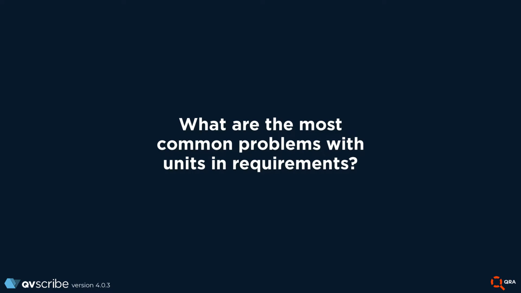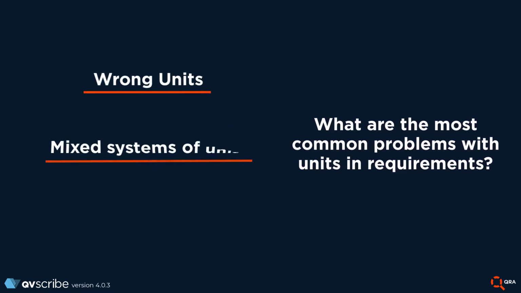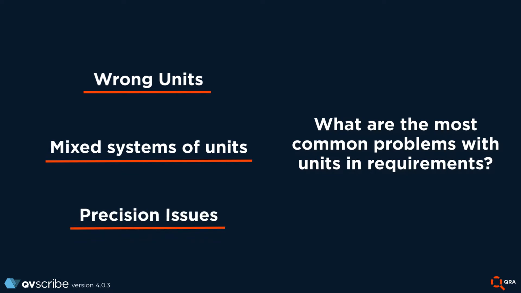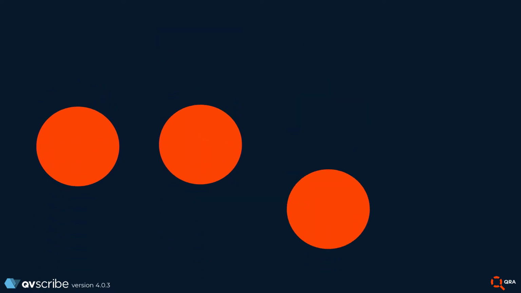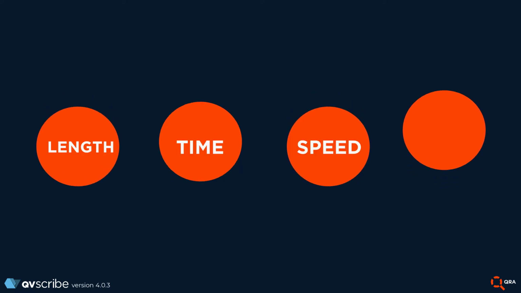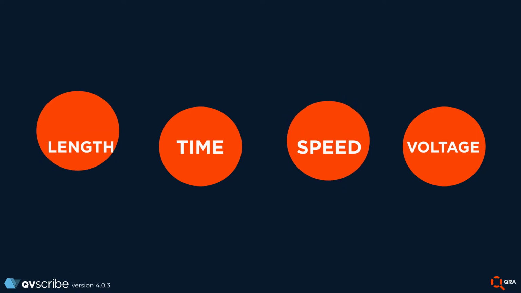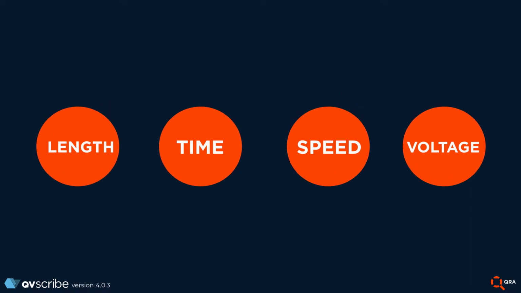The most common problems with unit consistency are wrong units, mixed systems of units, and precision issues. A unit is defined as a magnitude of a physical quality such as length, time, speed, or voltage. In requirement docs, there should be a good use of units throughout a set of requirements to give definite and measurable magnitudes to those quantities.